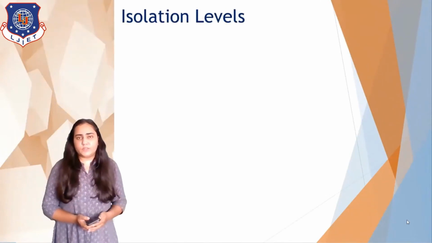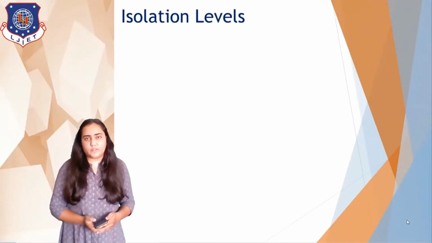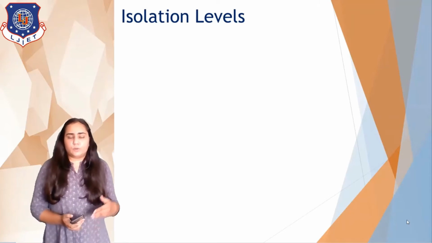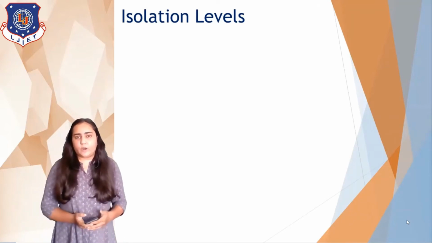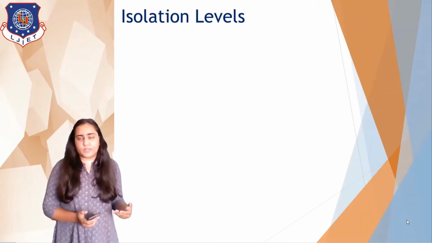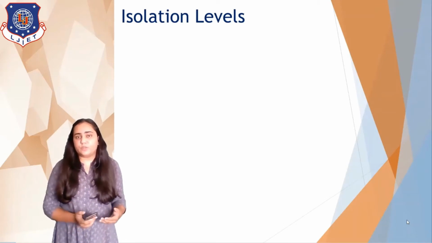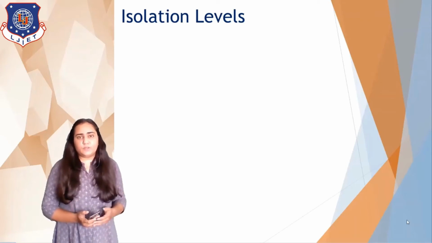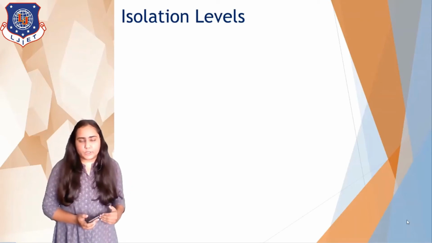Now, what we're going to study after this are isolation levels. Isolation and concurrency are opposites of each other, but in any system, you get to decide how much isolation and how much concurrency you wish to have. So we are going to see different levels of isolation.